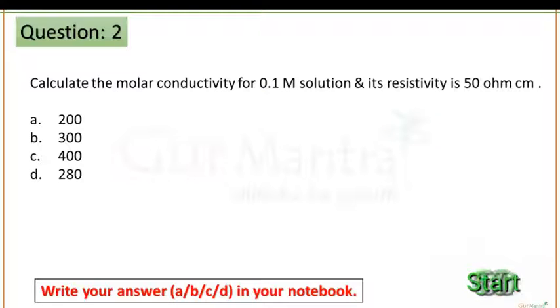Second question is this. Calculate the molar conductivity for a 0.1 molar solution whose resistivity is 50 ohm centimeter.